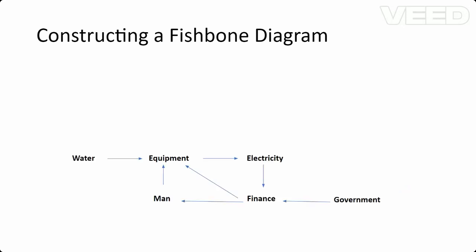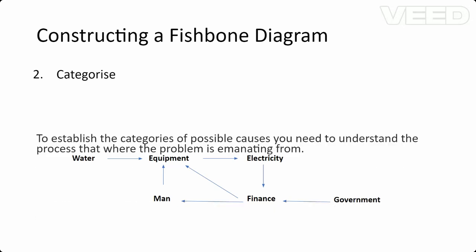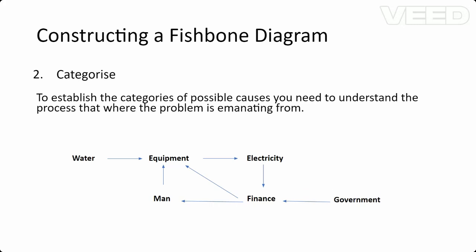And then from the spine now, we are going to look into the causes. So the spine of the fishbone diagram is categorized. You break down now the causes in which you think the problem may have been emanating from. So, to establish the categories of possible causes of the problem, you need to understand the process first. The process where we have the problem is electricity production.